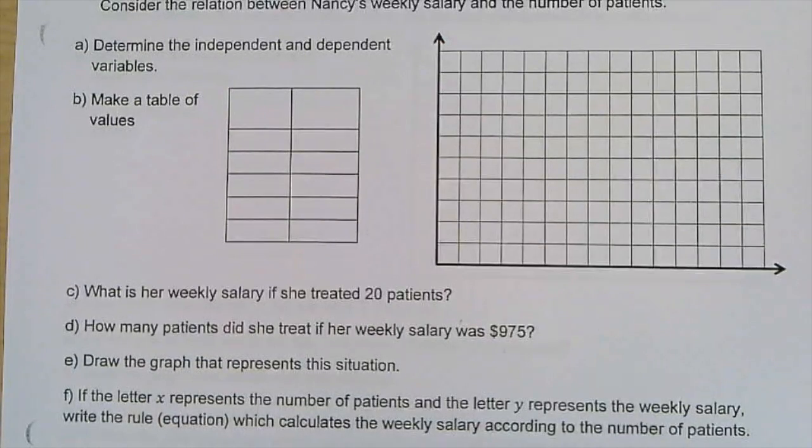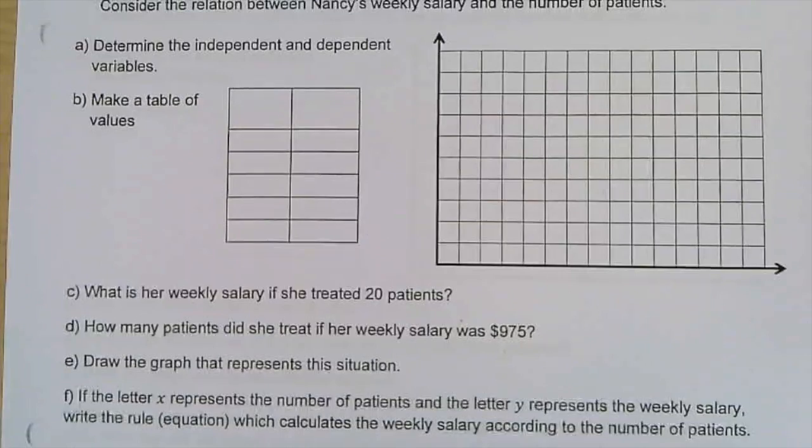So, again, this girl, Nancy, goes to work. And while she's working, she might have no patients. She might be reading a book for a whole week. But her boss has to pay her. He can't make her sit there and not pay her. She'll never come to work. So she gets a base salary of $225. But every patient that walks in, she gets $25 if she treats them.